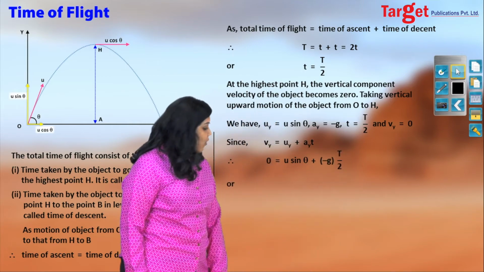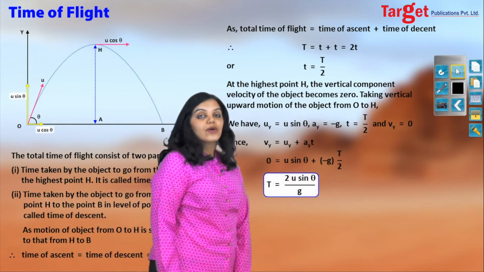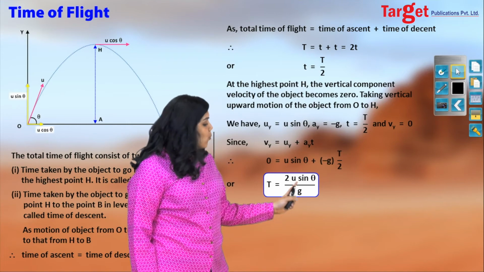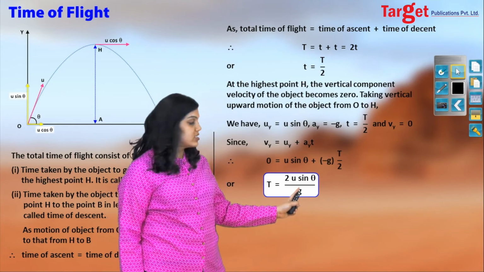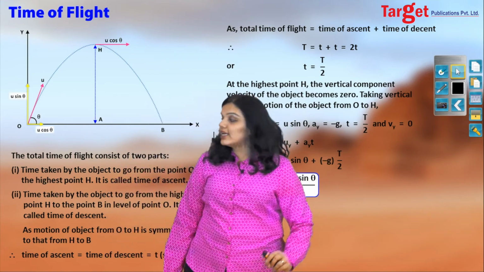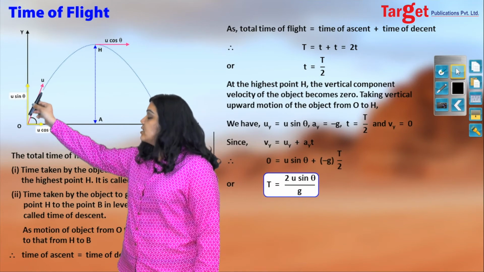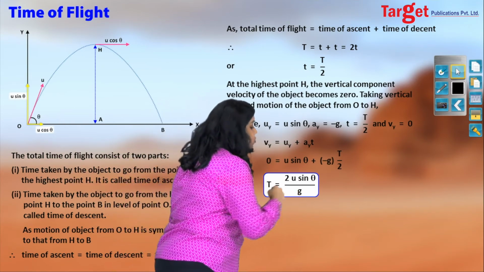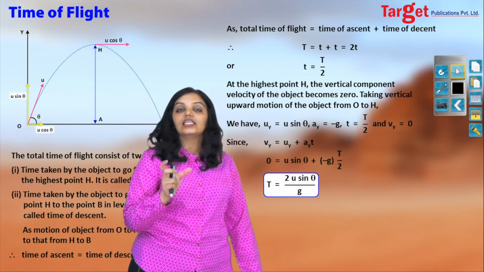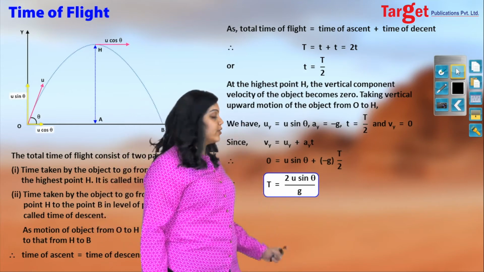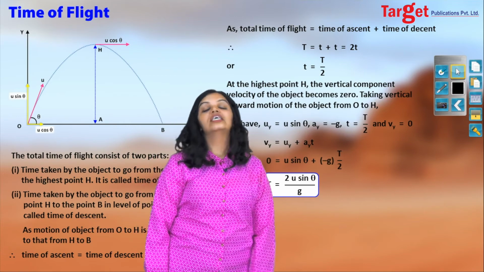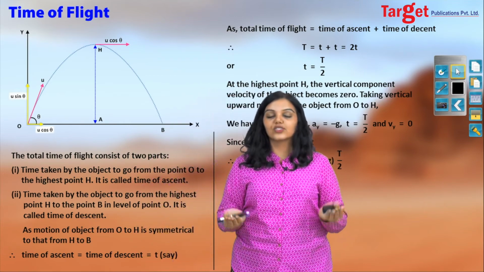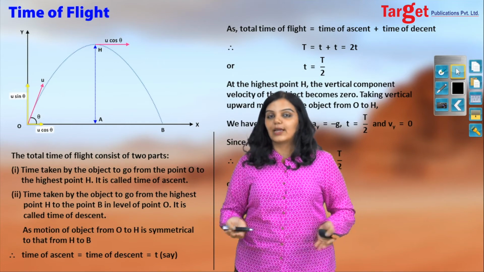And rearranging this formula gives me the final equation for the time of flight, that is 2u sin theta by g, where u is the initial velocity, theta is the angle that the object's velocity makes initially with the x direction, or in general you can say u sin theta is the initial velocity along the y direction, and you have 2u sin theta upon g. This completes our derivation for the time of flight. I hope you understood how we found the formula for the time of flight.